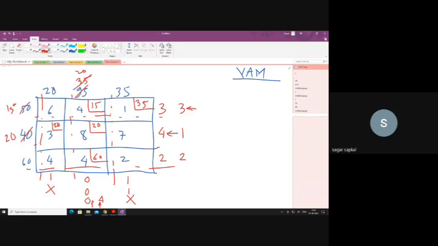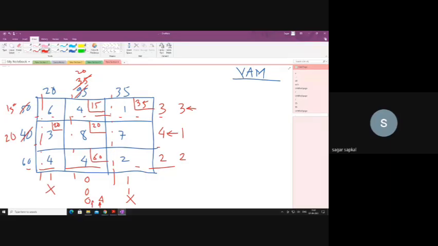Is it okay? Okay, I will repeat this with another case in which some more number of columns and rows are there. Okay, but if you want, I will repeat it.